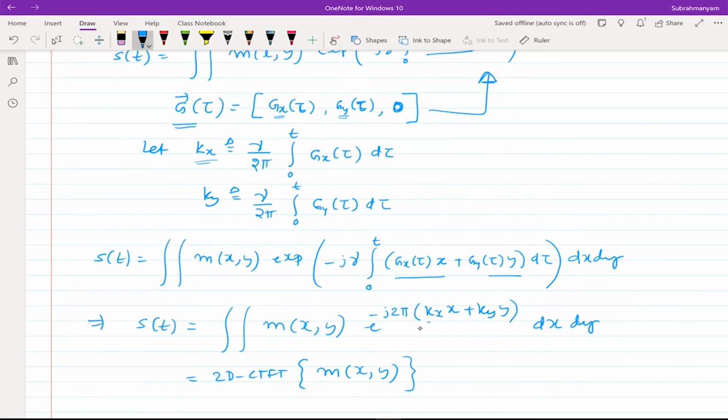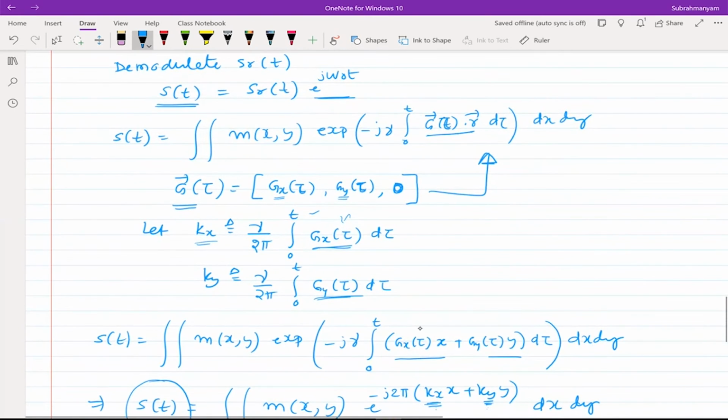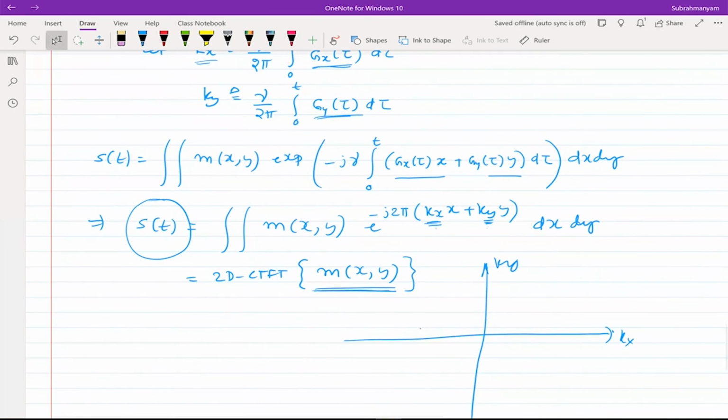Right. See now, you have control over kx and ky, is it not? How do you control kx and ky? You have control over the gradients Gx of tau and Gy of tau. Of course, this is also dependent on time. So as you are taking samples at different times, or by modifying this term at a given time, you have control over kx and ky, and you are capturing the m of xy in the kx ky plane. You vary kx ky, you get a sample, and of course you need to demodulate that sample with e power minus j omega naught t, and then what you get are values in the sample space of the 2D CTFT.